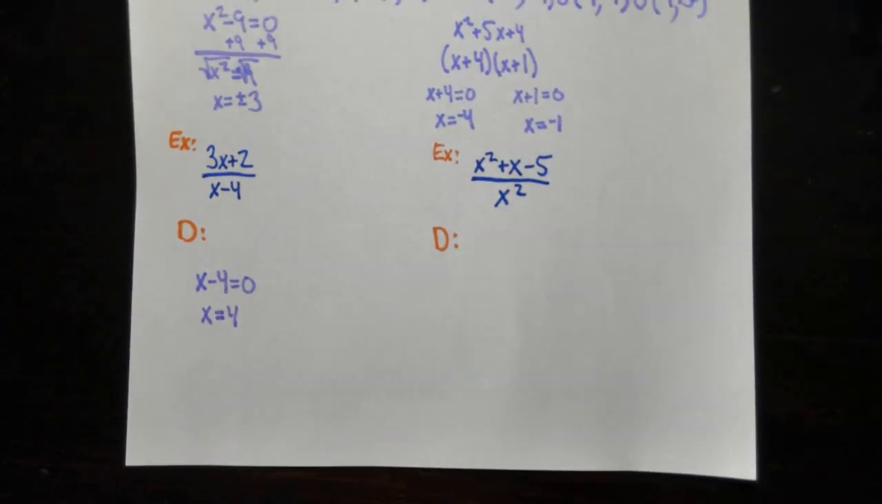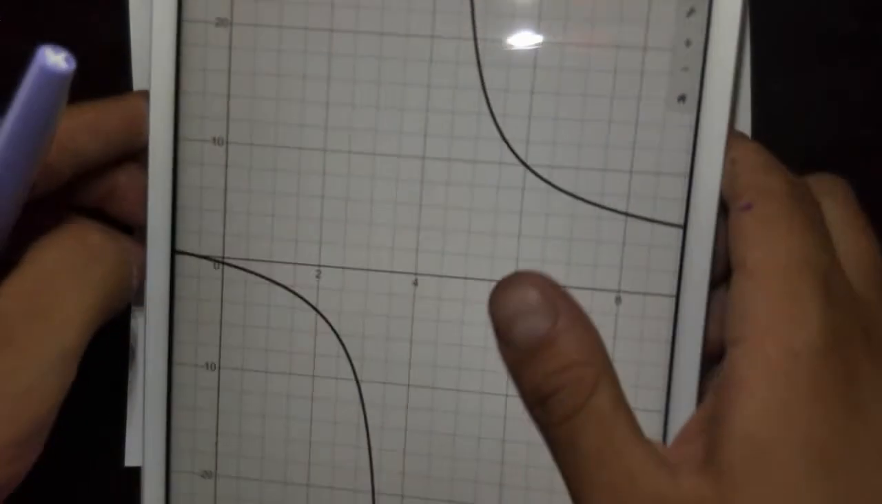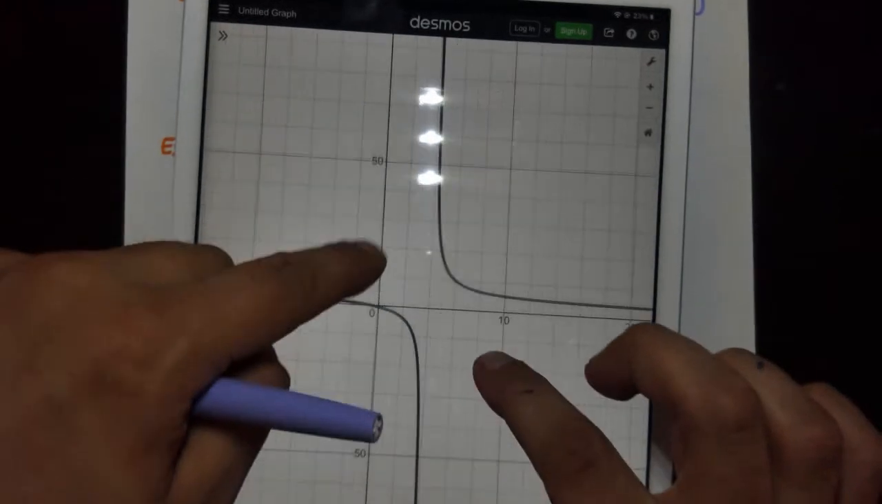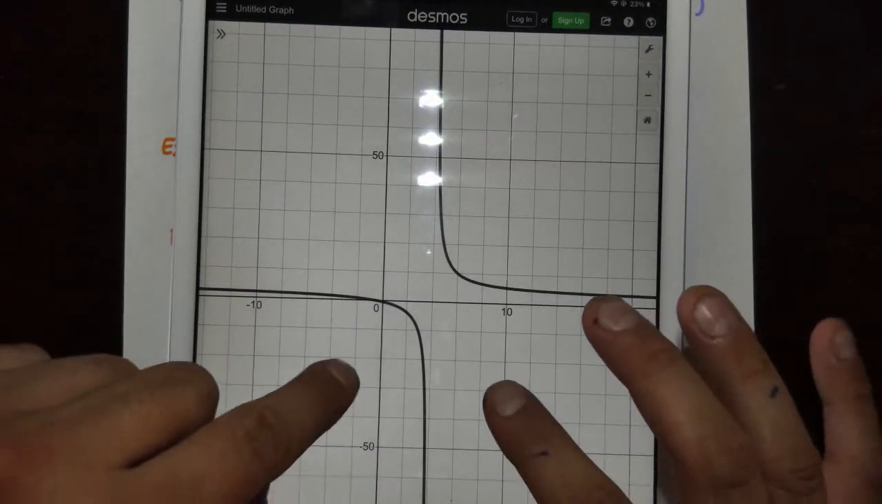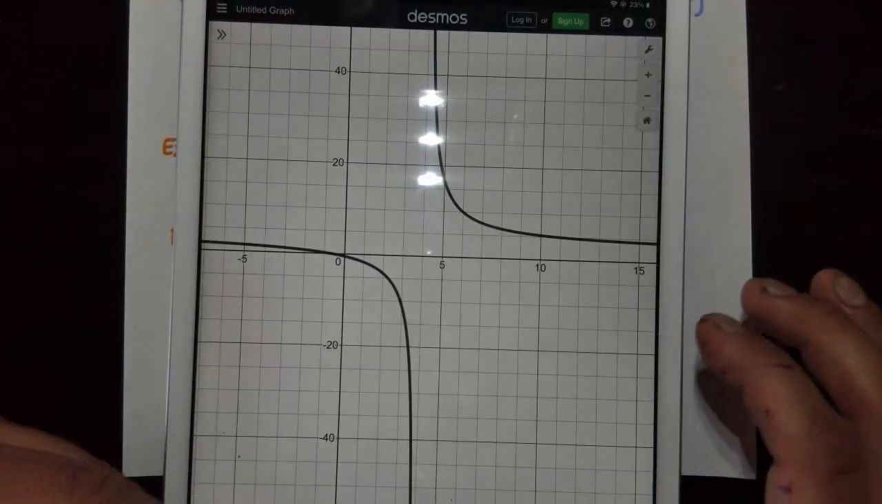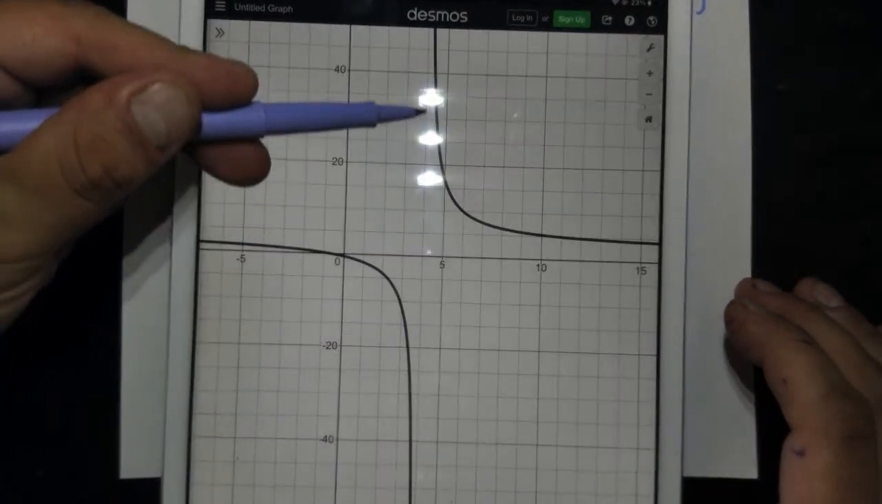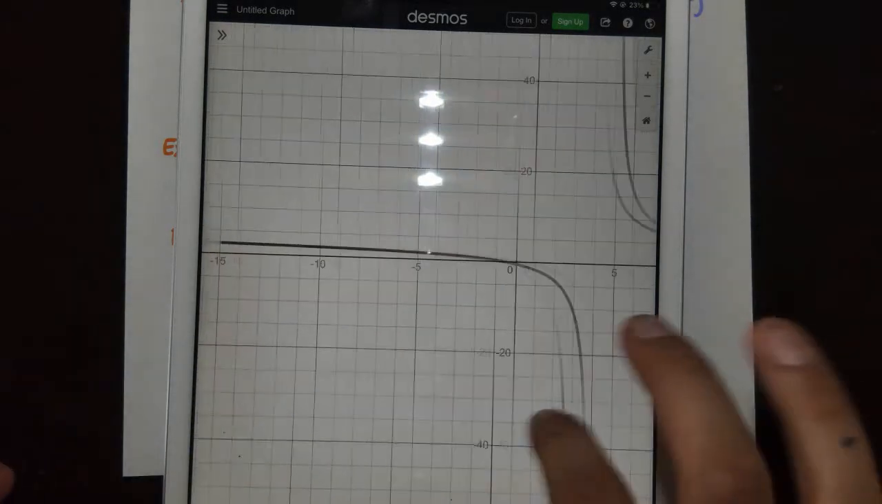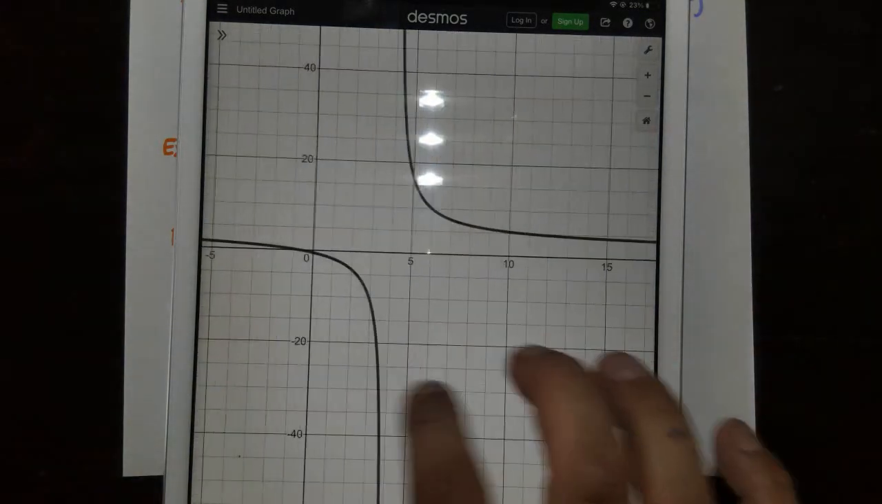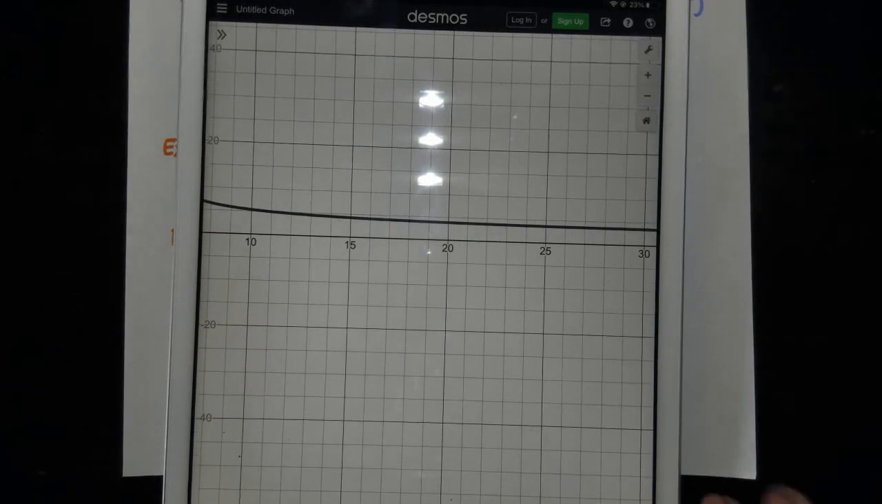So I graphed this one, and I got this function. And notice at 4, it doesn't exist at x equals 4. But it exists all the way to the left and all the way to the right of it. It's just that one little gap.